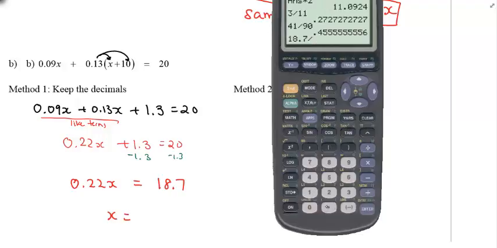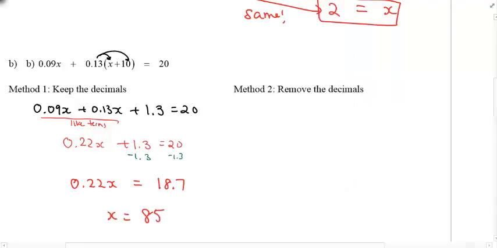18.7 divided by 0.22. Oh, it's not bad. 85. So I forgot to just tell you what I was doing there. Divide both sides by 0.22. 85 is my answer. Okay? Once again, you can always plug it back in to check, but I'm going to say it's right.